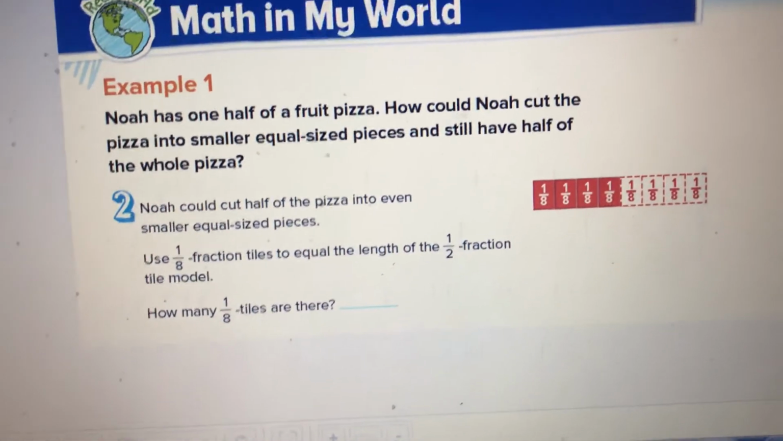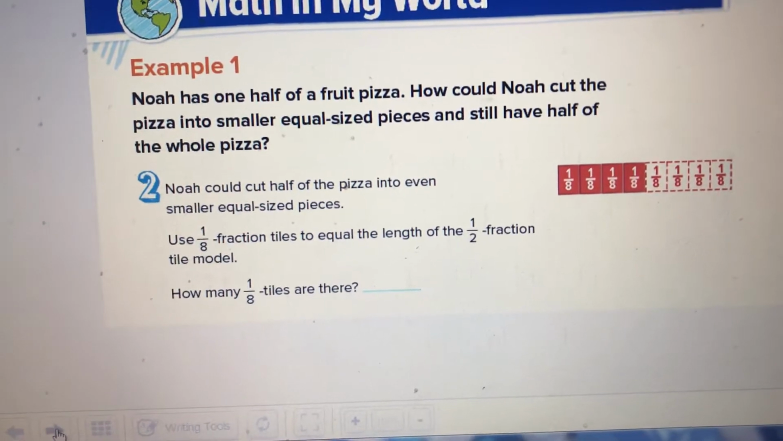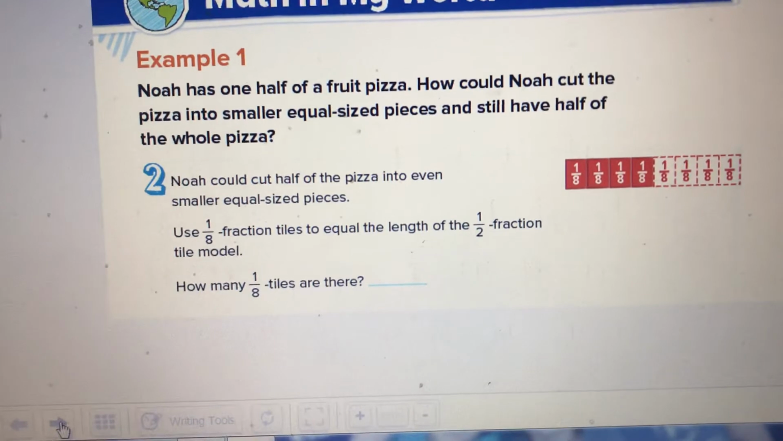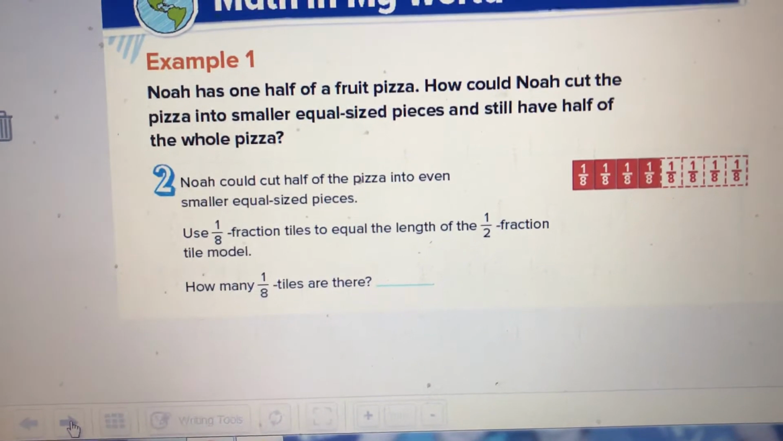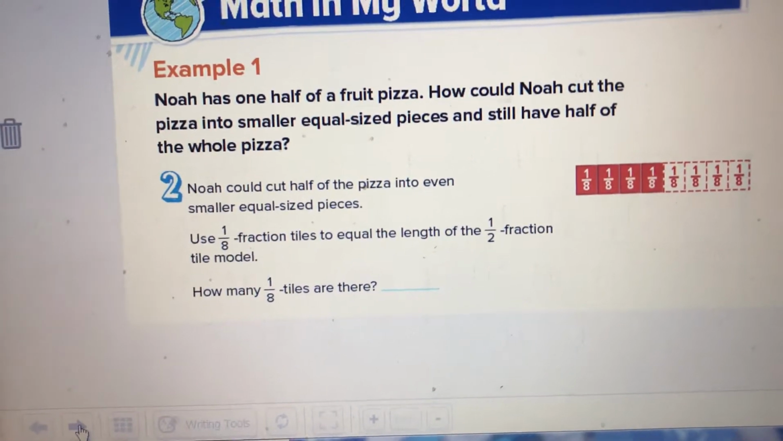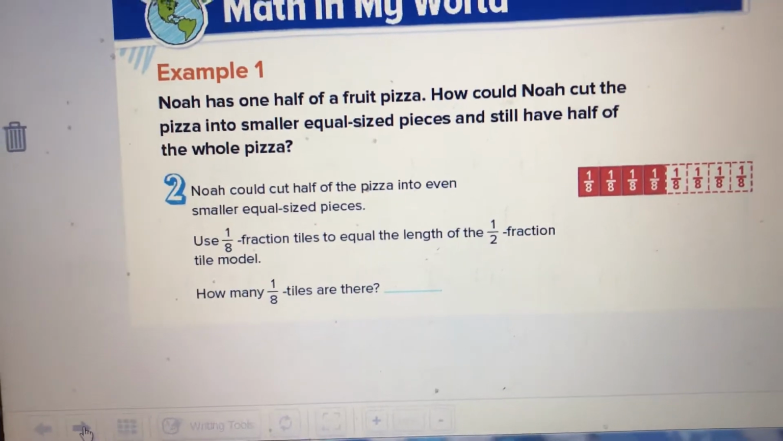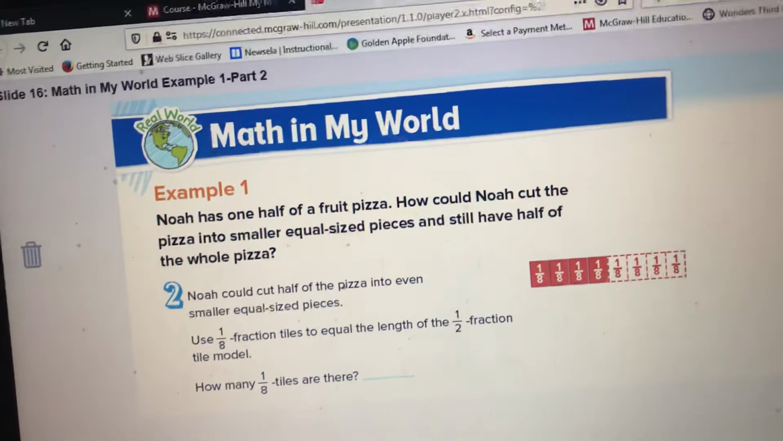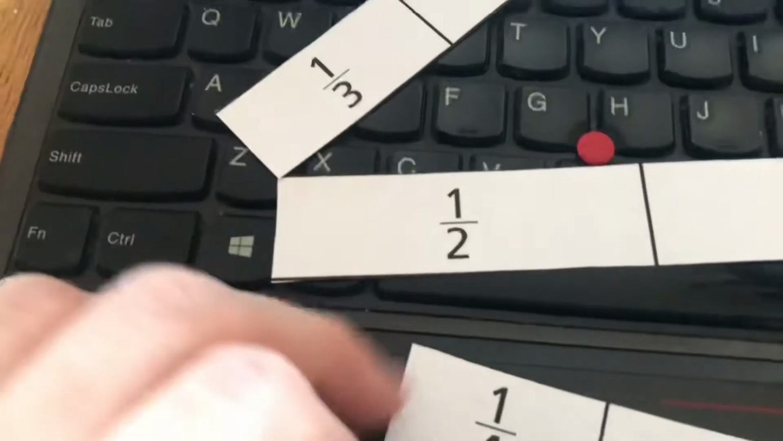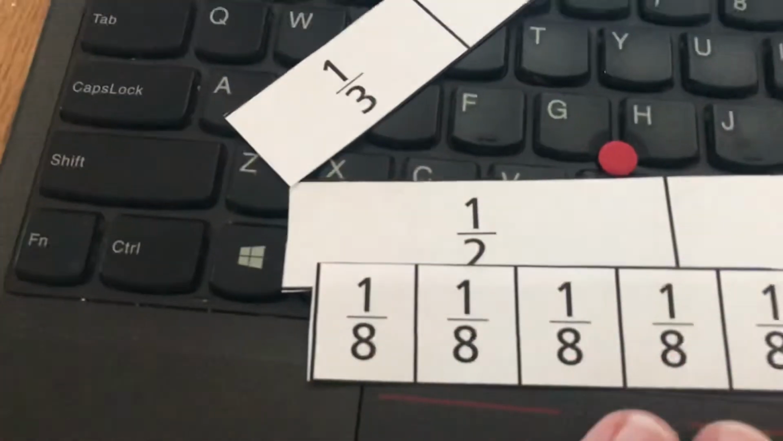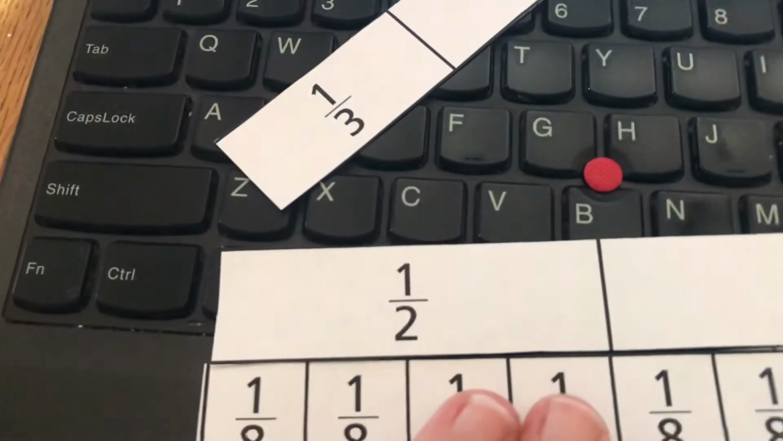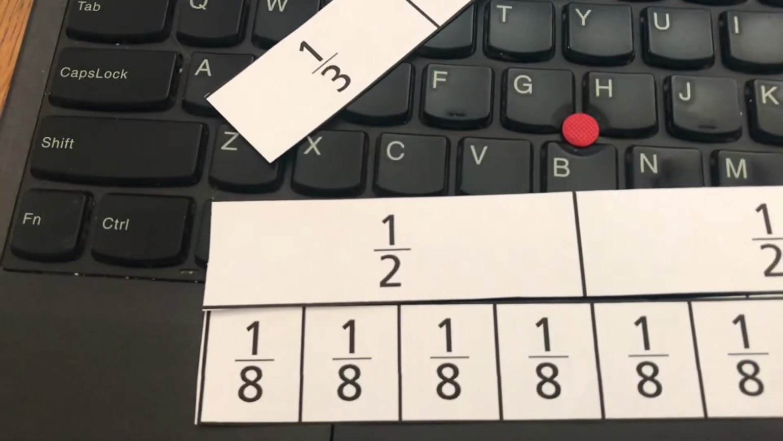All right, Noah has 1/2 of a fruit pizza. How could Noah cut the pizza into smaller equal sized pieces and still have half the whole pizza? Well, he could cut half the pizza into even smaller equal sized pieces. We could use the 1/8 fraction tiles to equal the length of a half. So if I put my 1/2 here and I get my 1/8 right here, if I line them up to the end, I can easily see that there are 4 that match.